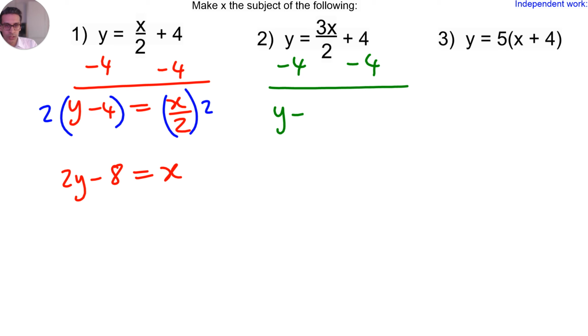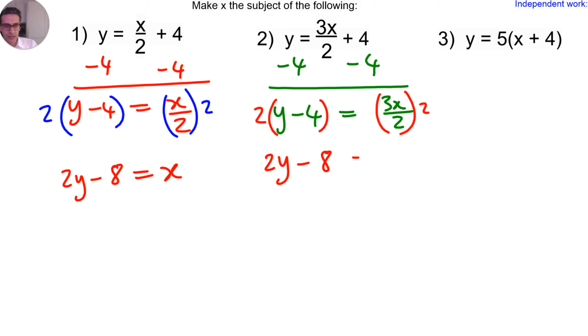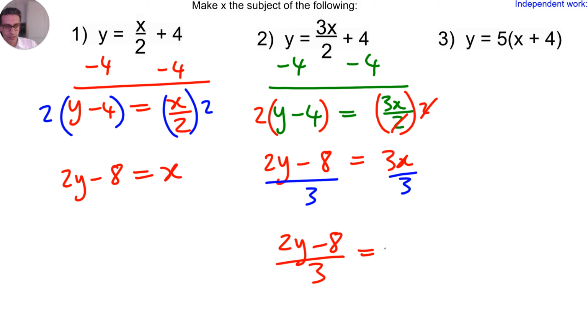Question 2, I'm going to take away 4, take away 4. So I get y minus 4 equals 3x over 2. I'm going to multiply this side by 2, multiply this side by 2. And then I'm going to get 2y minus 8 equals 3x because the 2's cancel out. And then I'm going to divide by 3, divide by 3. So that's my final answer. 2y minus 8 over 3 is equal to x.